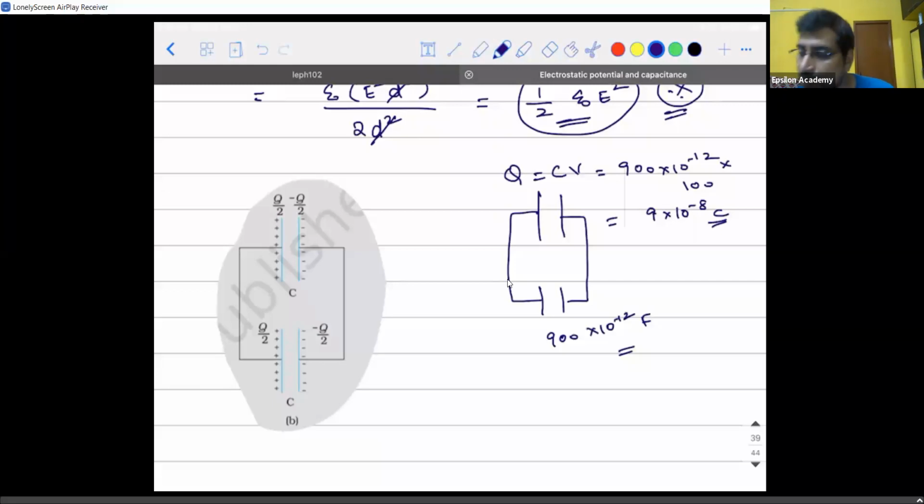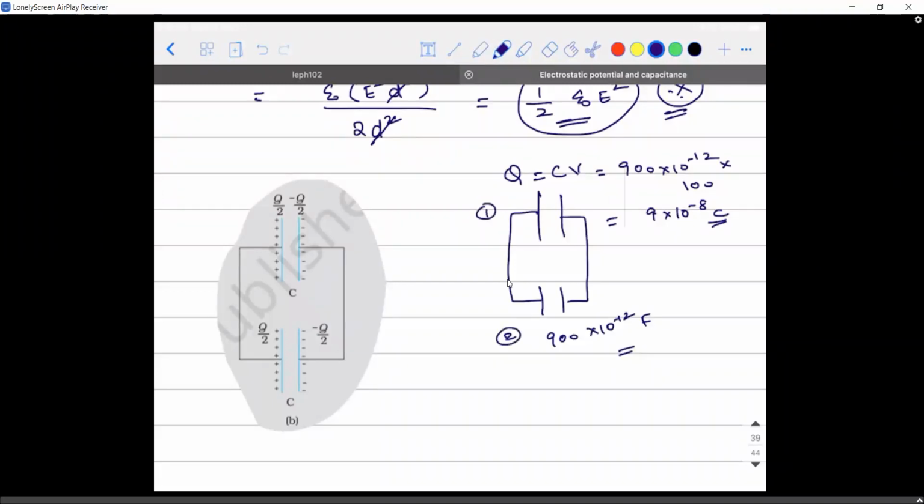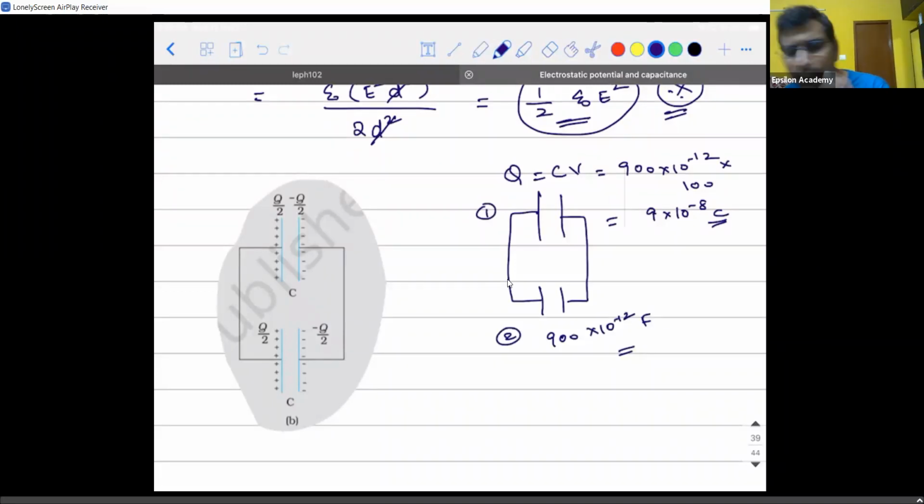So initially, what is the charge present across the second 900 picofarad capacitor? It is 0, sir. Since the charge is 0, can I conclude that the potential difference is also 0? Correct, Ada? Because Q is equal to C into V, charge is 0, potential difference is 0. Logically, right?